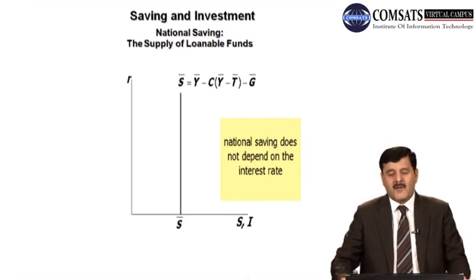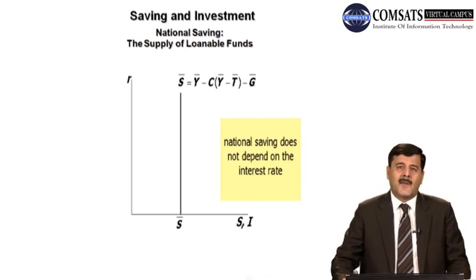And that is why the curve you see in front of you, the supply of loanable funds, is vertical. So we have a given level of saving in the economy, and a given level of output and consumption in the economy.